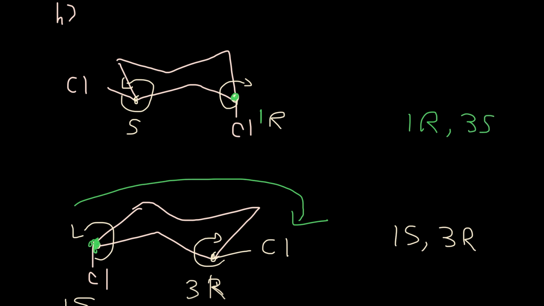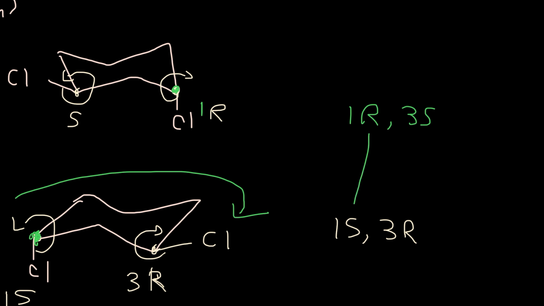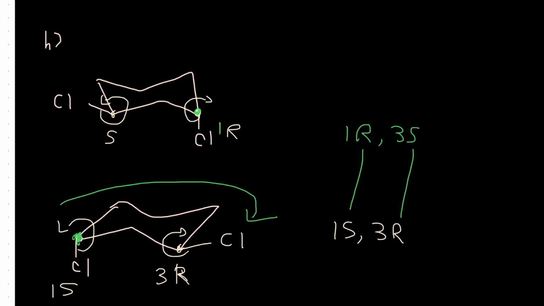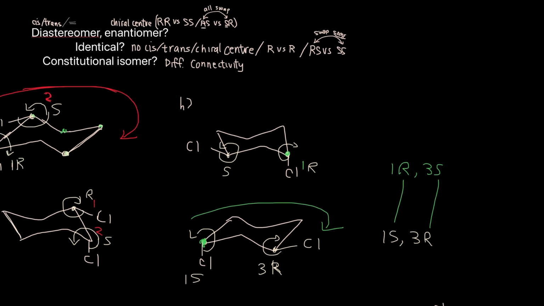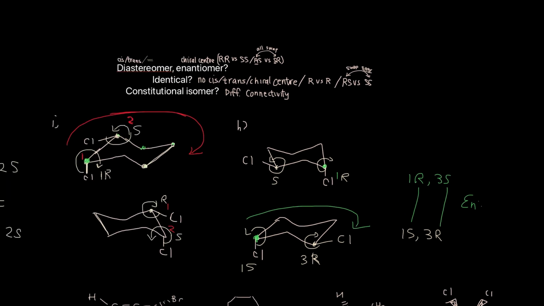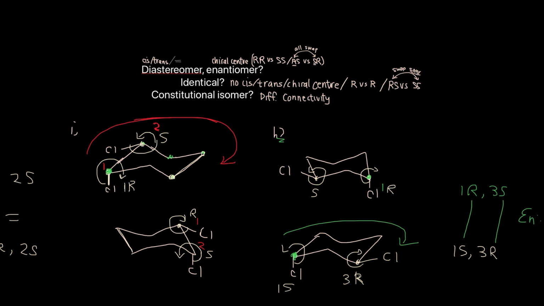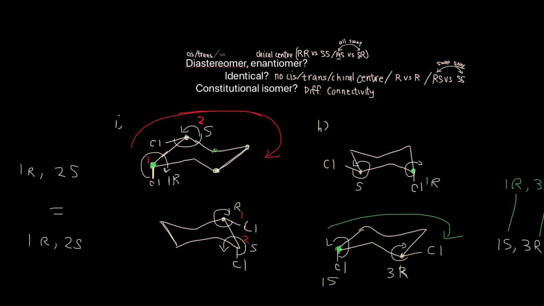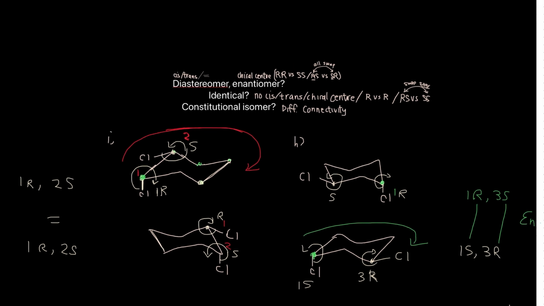And because we see that R has changed to S and S has changed to R, both of these chiral centers have changed their configurations. That means these two are enantiomers. Now the big takeaway here is that in question H, it's easier because you can infer by their up and down directions which configuration is on carbon 1 or 2. But in I, it was a bit more tricky because you had to actually do a ring flip and then do the counting. Just be careful for that.